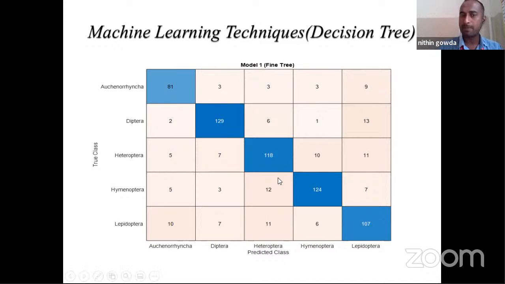This is my confusion matrix. On 5 classes of insects, I have applied decision tree. Please observe, I'm not applying the decision tree on characteristic behavior, sound or wing beat. I'm applying it on images. So this is my classification result. The accuracy is around 83%.